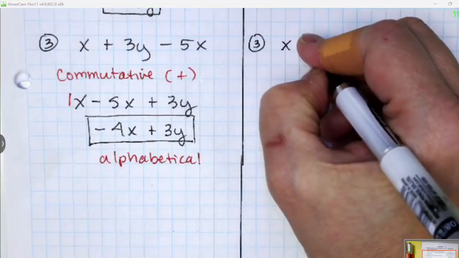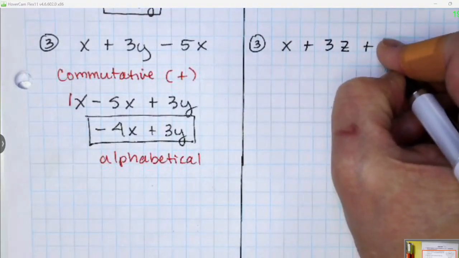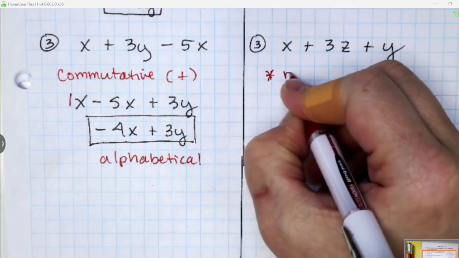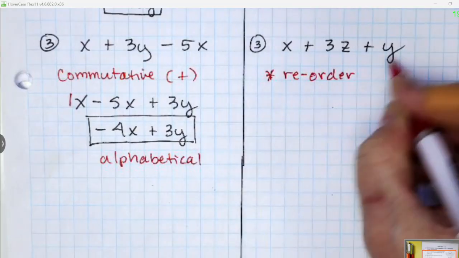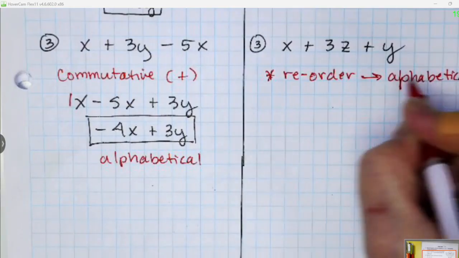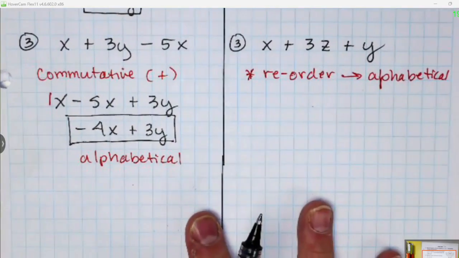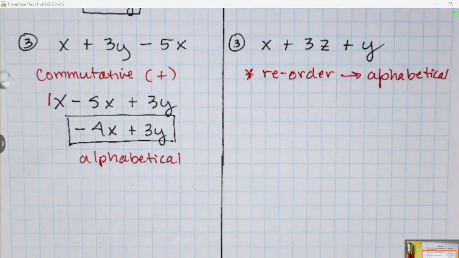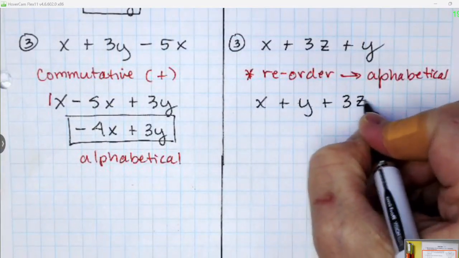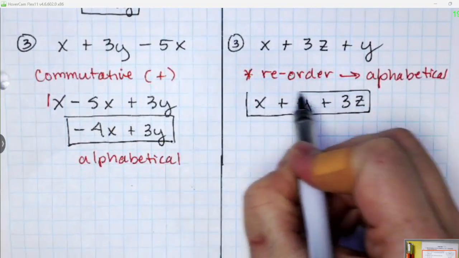All right. x plus 3z plus y. In this one, they are all different. So I can't add any of these together. So your task then is going to be just to reorder in alphabetical order. So you have to put them in order, but you can't really add them together because none of them match. So in the alphabet, it goes x, y, z. So in your answer, it will be x plus y plus 3z. And again, the commutative property lets us put them in the right order.